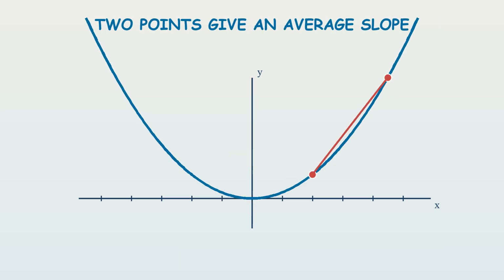We start by choosing two nearby points. Draw a line between them. This is called a secant line. Its slope tells us the average change between those 2 points. Now move the second point closer and closer to the first point. The secant line keeps rotating. As the gap becomes tiny, the line settles into one special direction.